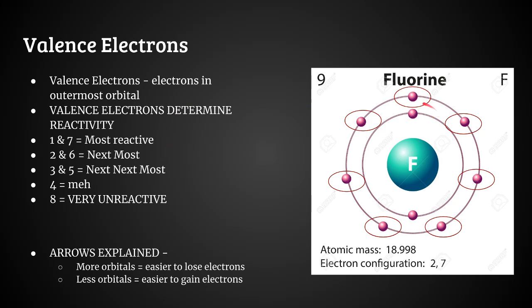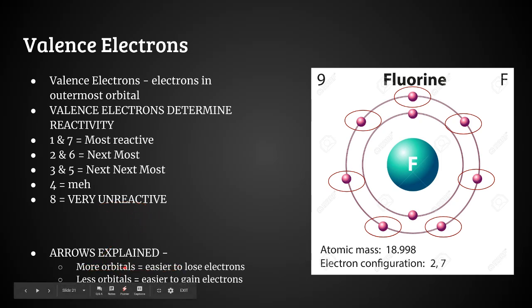Next up, our valence electrons. Our valence electrons are the electrons in our outermost orbital. These are our orbitals, got our outside ones. We have 7 total valence electrons here. They determine reactivity, and here we can see that 1 and 7 are the most reactive, 2 and 6 next most, 3 and 5 next most, 4 are just kind of meh, and then 8 are very unreactive because of their outer shell being completely full.